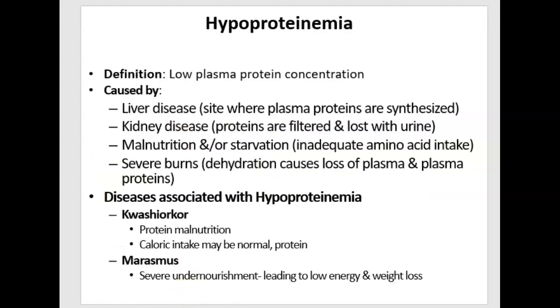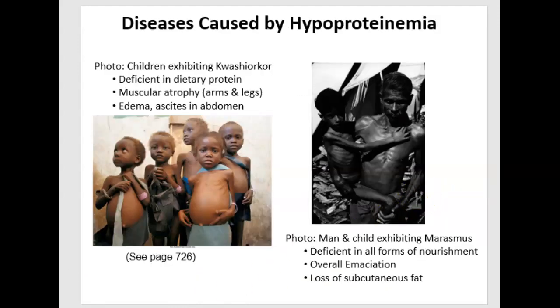So I'm going to go back to the previous slide. Now, obviously, someone who doesn't have an adequate diet in general, quantity-wise, is also deficient in protein. But you see undernourishment in all the different categories of nutrients. So you'll see low energy and weight loss. This condition is known as marasmus, and I'll show you a picture of that. So it's a little different. You don't see ascites in the abdomen. You see a wasting and overall emaciation and loss of subcutaneous fat. Both conditions are serious, of course.